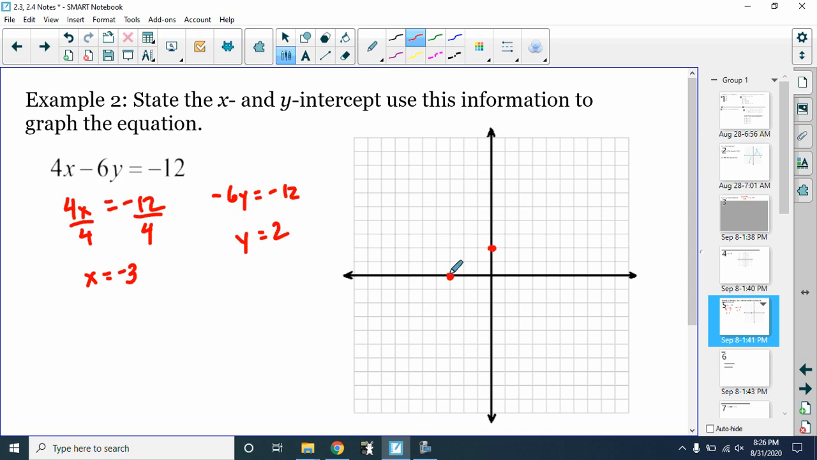We could get more points by using the slope. We go up 2 over 3, so keep going up 2 over 3. And draw your line. And we're set. X-intercept is negative 3, y-intercept is 2.